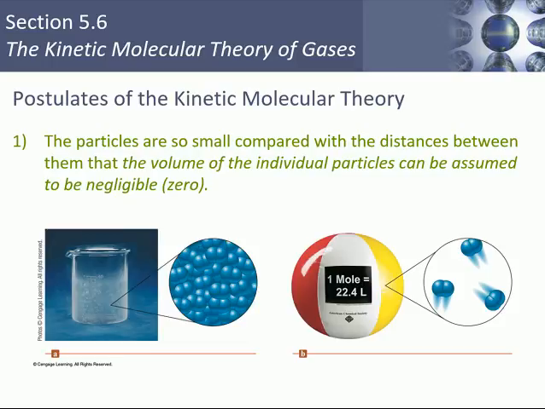The first postulate for the kinetic molecular theory is that the gas particles are so small compared to the distances between them that the volume of the individual particles themselves can be assumed to be 0. Relative to the distance between each particle, that great huge distance in between them is so large that the size of the actual particle is essentially nothing. By comparison, it's nothing.